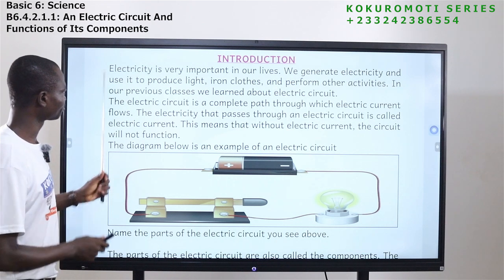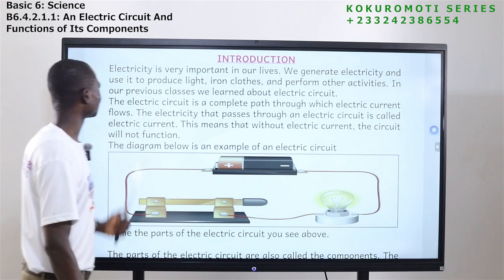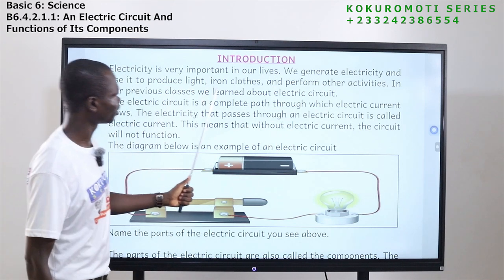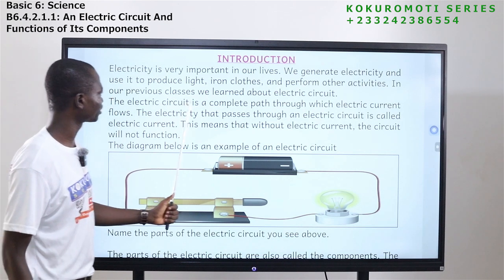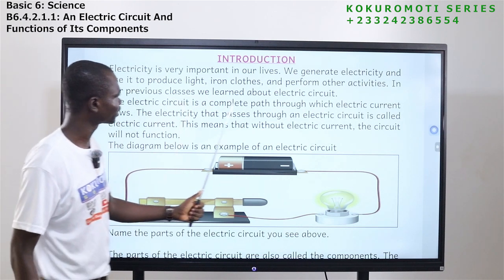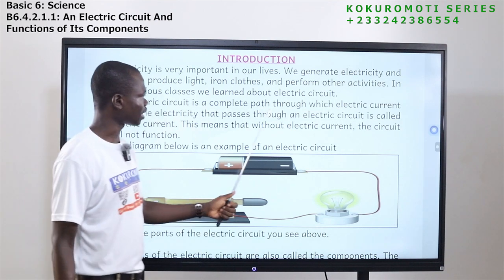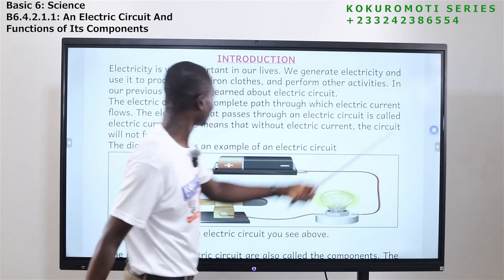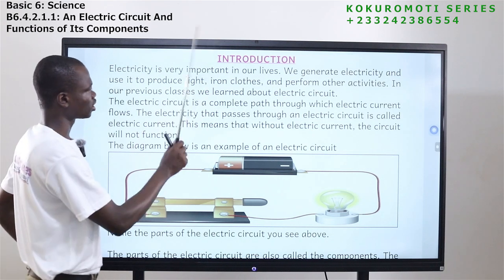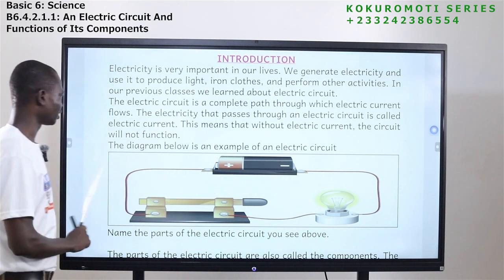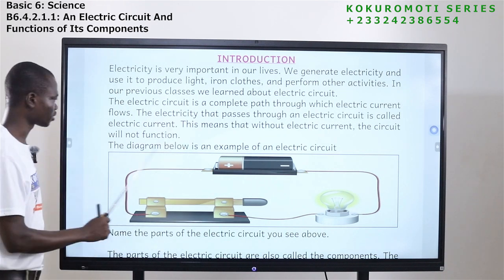So electricity is very important in our lives. We generate electricity and use it to produce lights, iron clothes, and perform other activities. In our previous classes, we learned about electric circuits. The electric circuit is a complete path through which electric current flows. The electricity that passes through an electric circuit is called electric current. This means that without electric current, the circuit will not function.